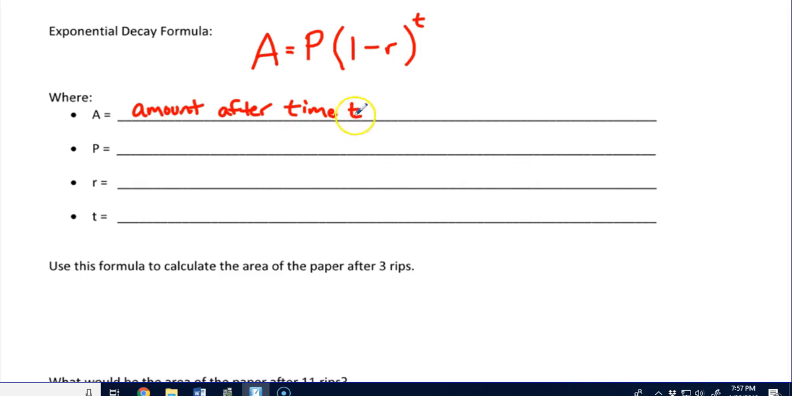Okay, t is often measured in years, but it doesn't have to be, right? It could be rips. So we can't really talk about t years. So let's just jump down to here. T is the number of multiplying factors we did, the amount of times we sent it through, and it's often years.